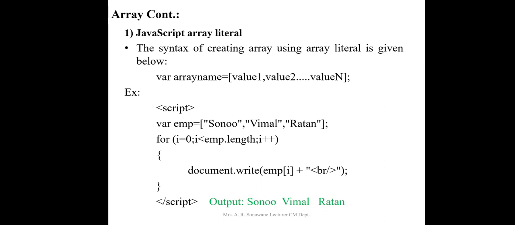You know the meaning of the length property. i plus plus. With document.write, we are able to display the array contents. So document.write emp of i, and we use br, that is a blank row, for every value. So the output will be the names of the employees displayed one below another.